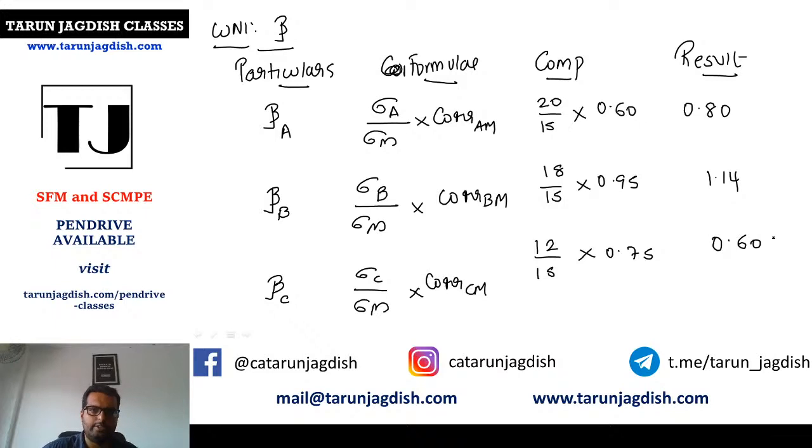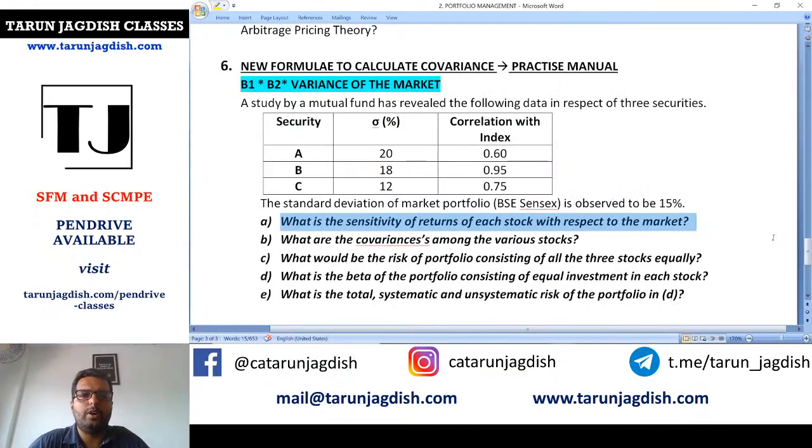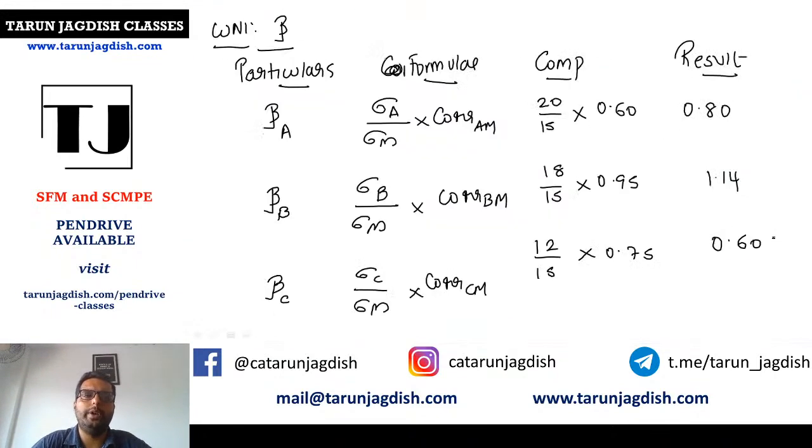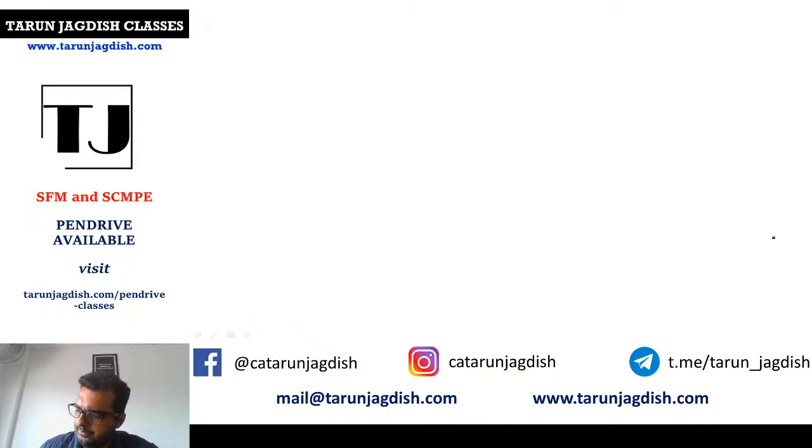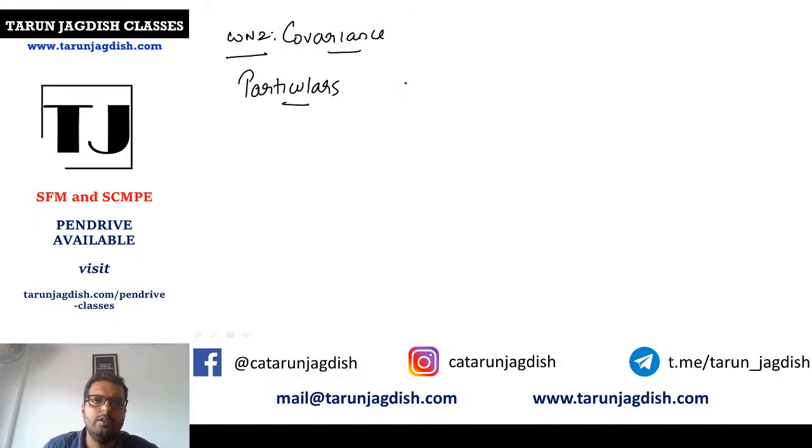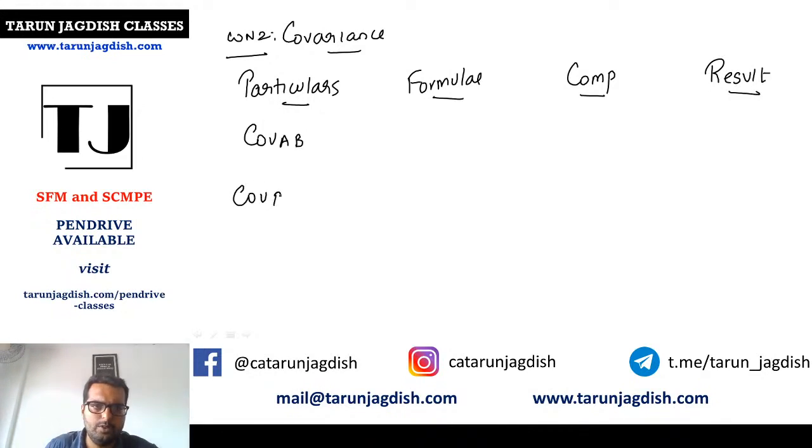Alright. Can I go to the next one now? The second requirement is find out the covariance among the stocks. Working note number 2. Covariance. I will draw a table now. Particulars, formula, computation, result. Covariance AB, covariance BC, covariance AC.